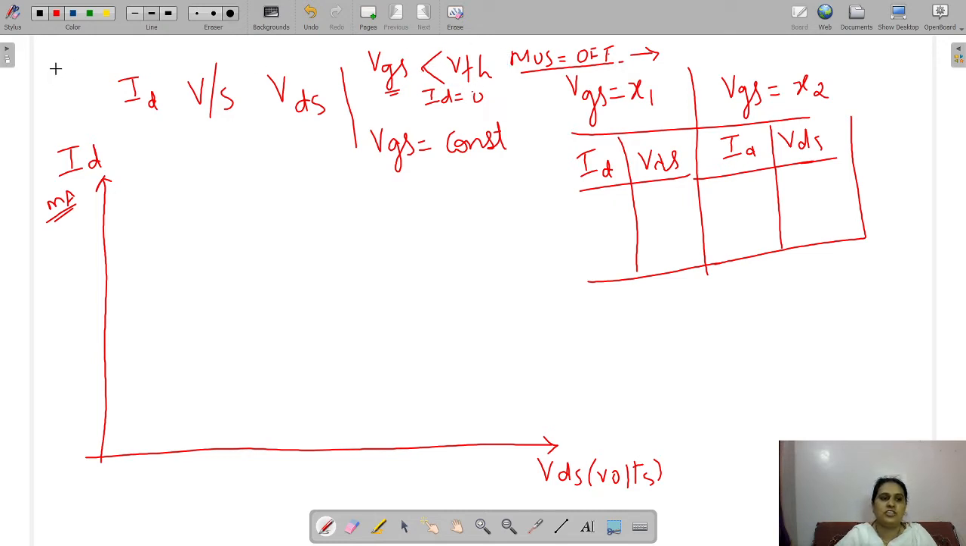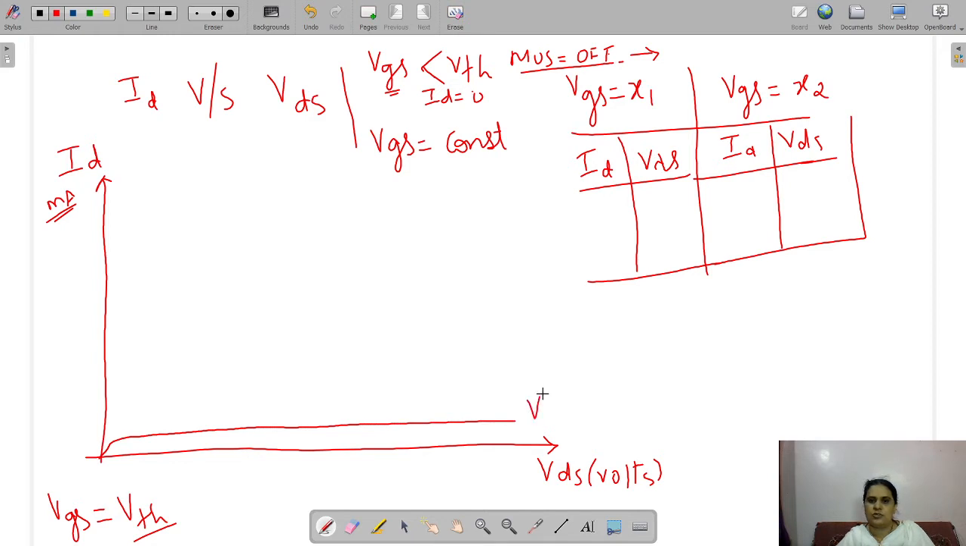Once the value of VGS becomes equal to VTH, the channel is formed. Immediately a very small amount of drain current starts to flow. So this will be depicted in this way. This is the output characteristics for VGS equal to VTH. Why it is in this nature, we will discuss now. If the value of VGS is below the VTH, it means the MOSFET is off because no channel is formed at that time.